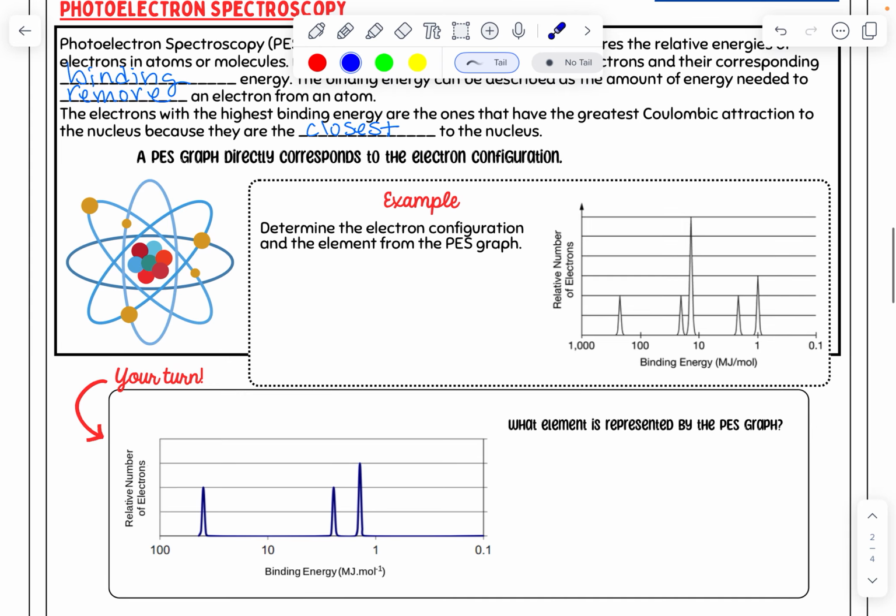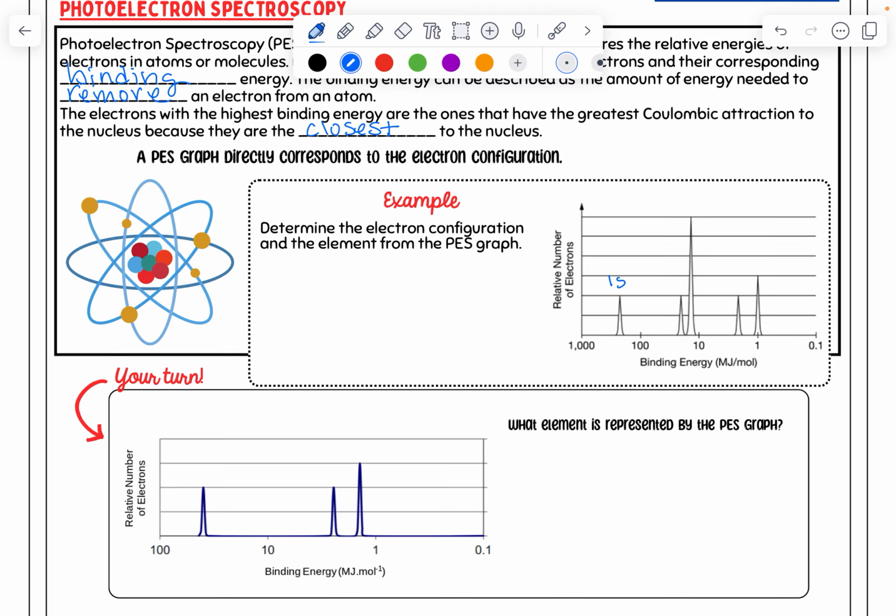So here's an example. This PES graph directly corresponds to the electron configuration, so we can use this graph to determine the electron configuration or the element from the graph. You'll notice here that the binding energy is higher, closest to the y-axis, and it decreases as you go to the right of your x-axis. And this is the number of electrons. The higher the energy, these are your core electrons, and as you move out, you're headed to higher energy levels. So what you would do is you would start here.